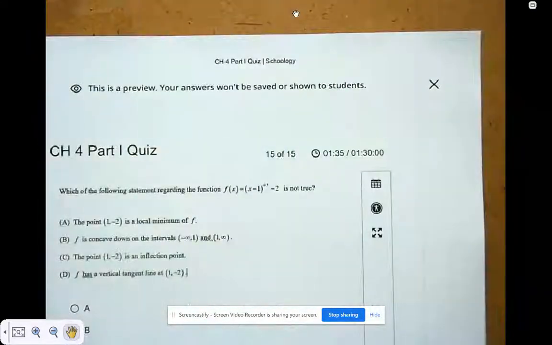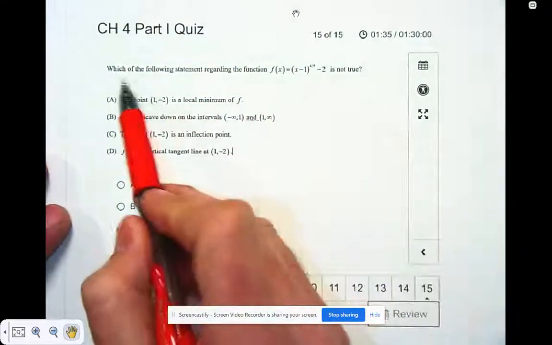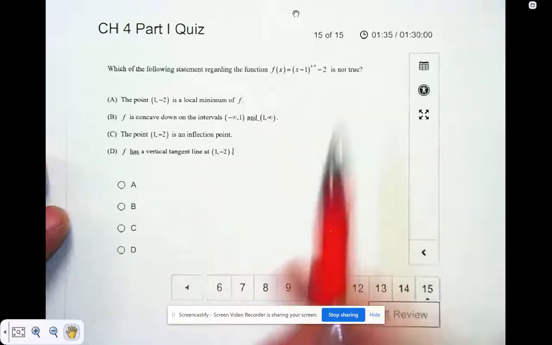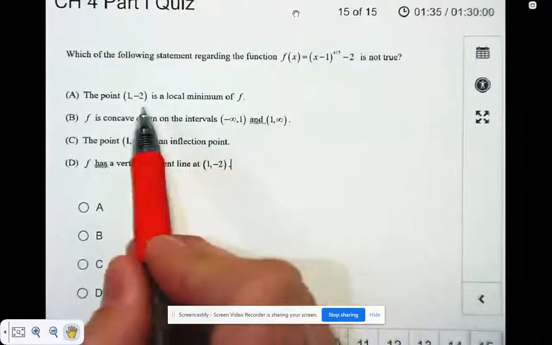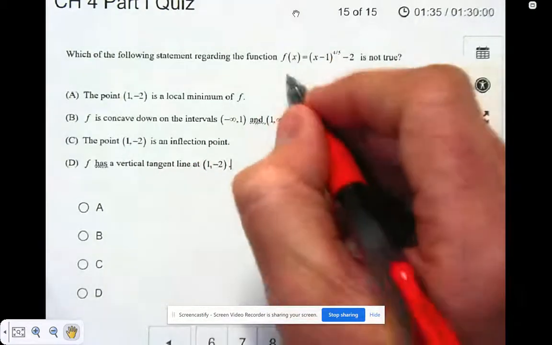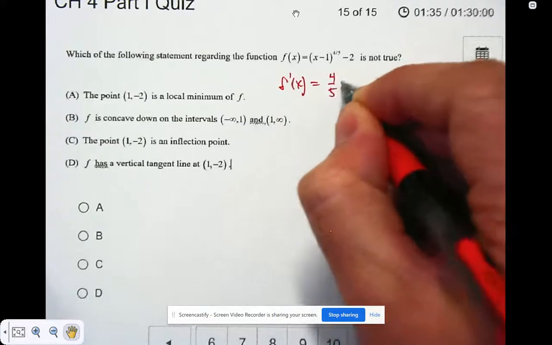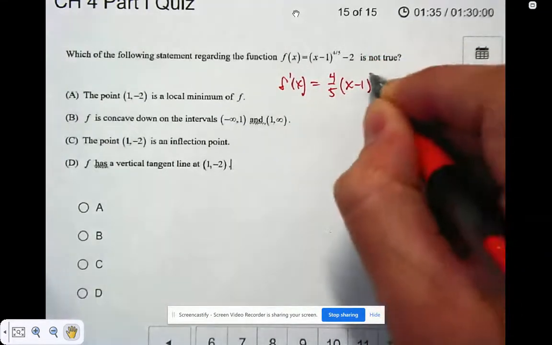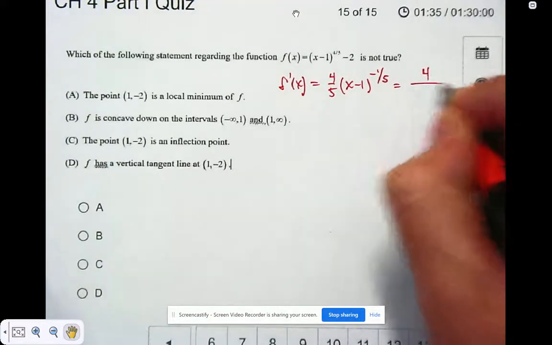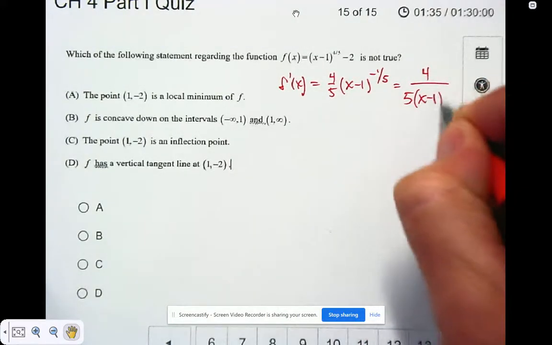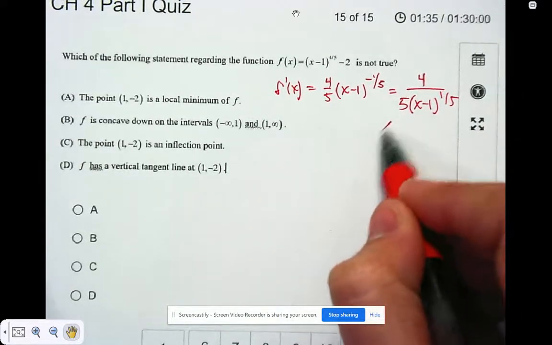All right, last one. You've got this function here. It says, which of the following statements regarding the function is not true? Well, it looks like it's asking me about a local min. The only way I'm going to know that is if I find the first derivative. My first derivative is bring down the 4/5 times x minus 1 to 1 smaller, which is negative 1/5. And if I rewrite that, I get 4 over 5 times x minus 1 to the 1/5.